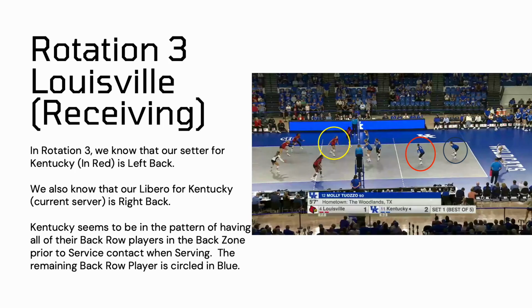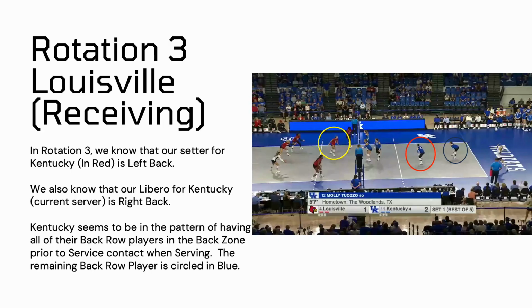Louisville is currently in rotation 3 serve receive. Kentucky, who is serving, is also in rotation 3, which means that our setter, circled in red, is our left back. Our libero is serving and has to be right back, so we already know 2 of our back row players. So Kentucky seems to be in the pattern of having all of their back row players in the back zone prior to service contact when serving.